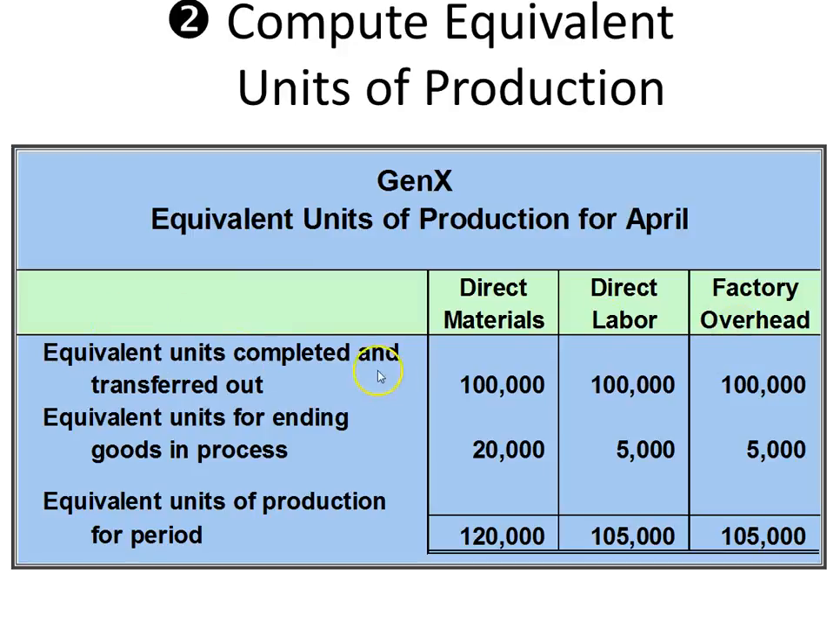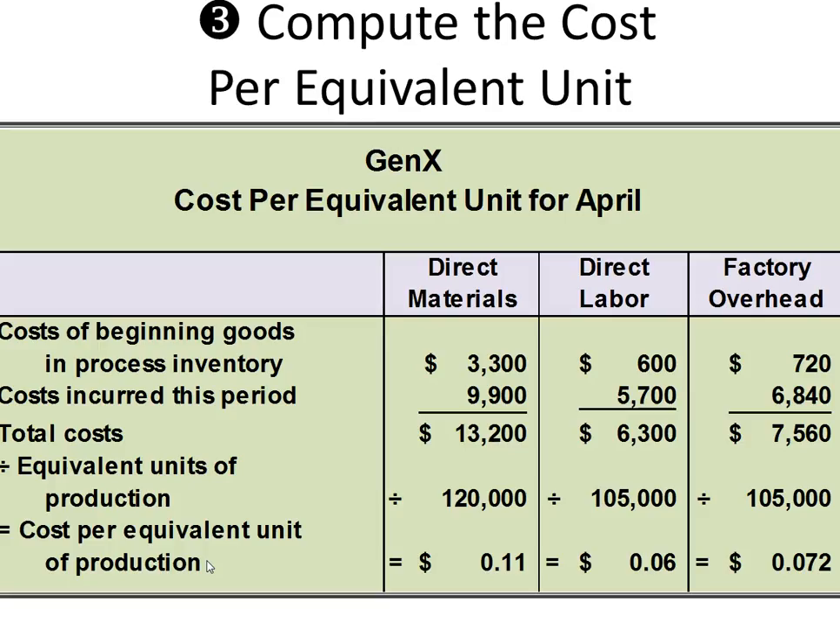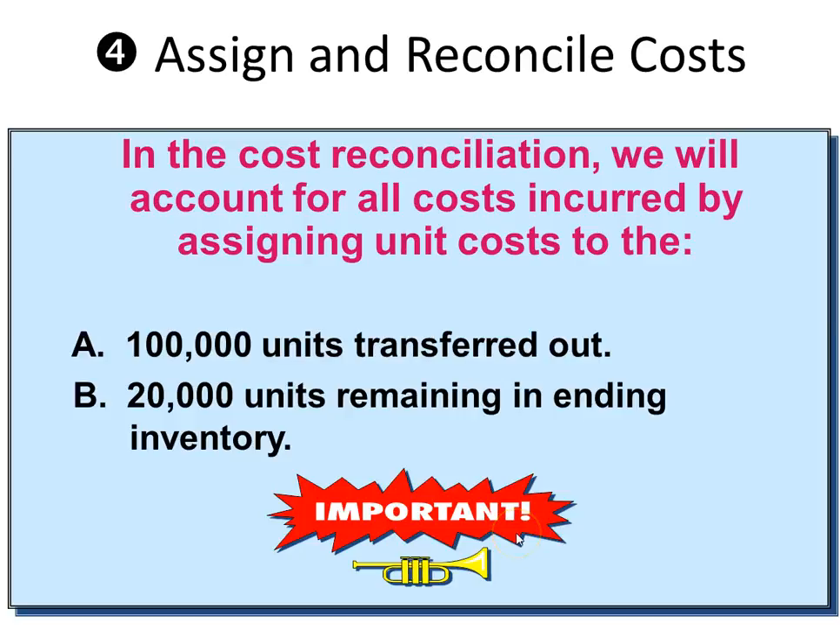Again, equivalent units completed and transferred out. Again, they're talking about completed here. And then equivalent units for ending process, 20 times 5 times that. You simply add that up. And then you're bringing it down to the unit cost. Not the total cost. You're bringing it down to each unit. So you can multiply that.